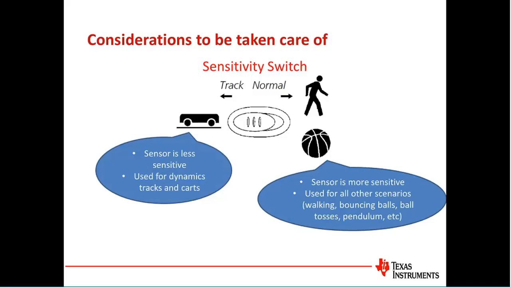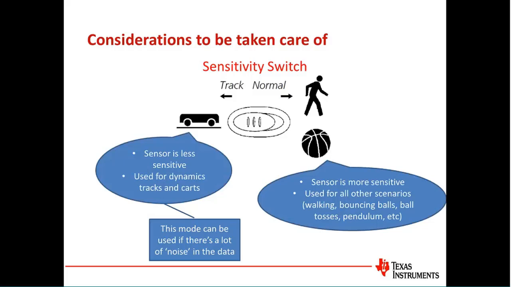However, sometimes when you're on the normal mode, the sensor happens to be too sensitive, and you have to switch back to the track mode if you're getting a lot of noise in the data. If you're getting some data and you keep seeing noise or random spikes, it's best to switch back to track, and then the sensor becomes a bit less sensitive, and your data goes back to normal.